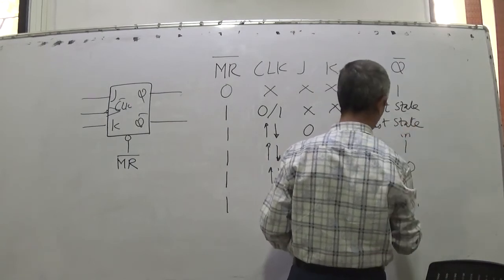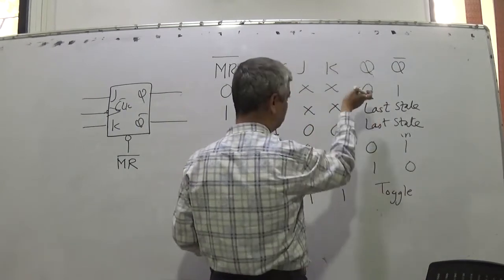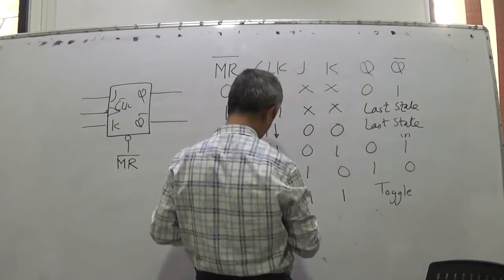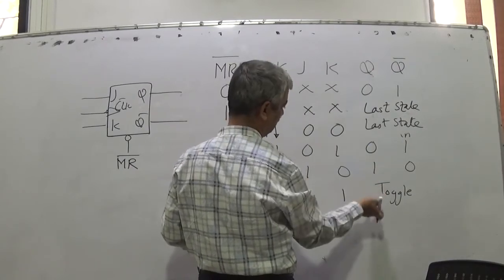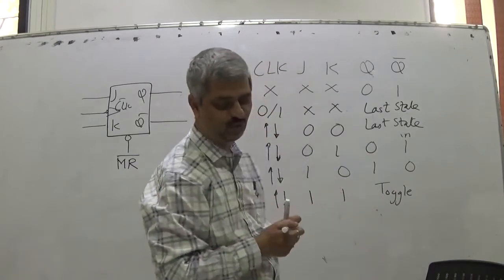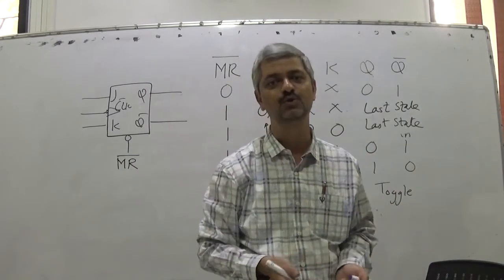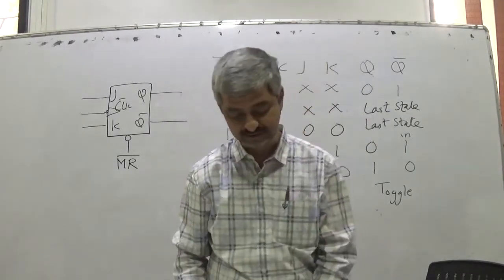and toggle. Toggle means invert. Earlier Q, at this time, if earlier Q is 1, it becomes 0. If it is 0, it becomes 1, and means if Q and Q bar were 0, 1, they become 1, 0. If Q and Q bar were 1, 0, they become 0, 1. This is in case of this flip-flop.